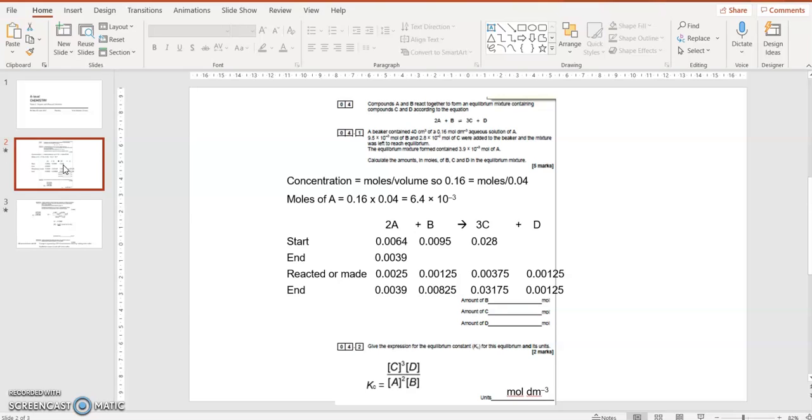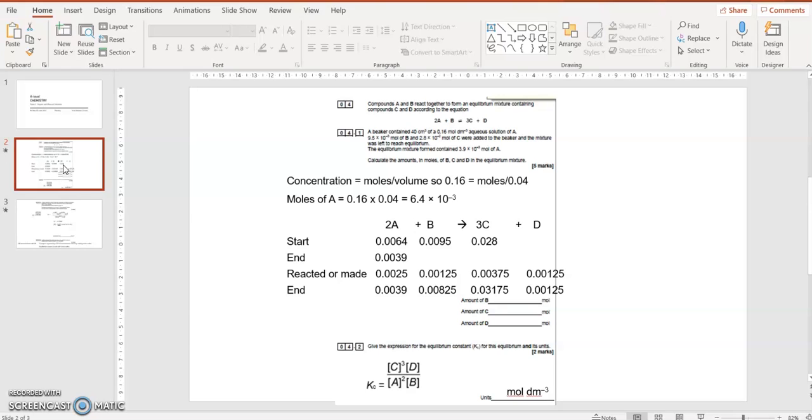Now I need to work out at the end how much there is, so I know how much A I had to start off with, I know how much A I've used up, subtract the 2, 0.0064 take away 0.0025 is 0.0039. I know how much B I started off with, 9.5 times 10 to the minus 3, 0.0095, take away how much has been used up, 1.25 times 10 to the minus 3 or 0.00125, I've got 0.00825 or 8.25 times 10 to the minus 3 B at the end. I know how much C I've got, 0.03175, and I know how much D I've got made, 0.00125.